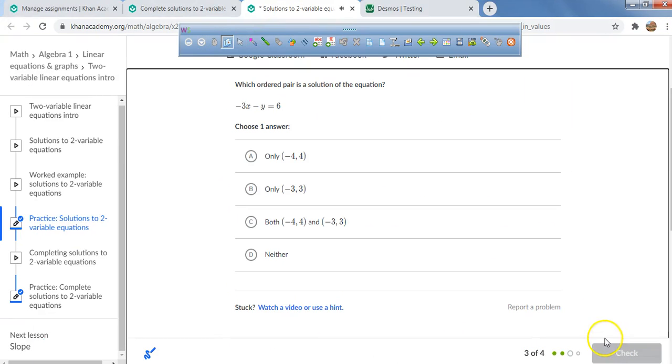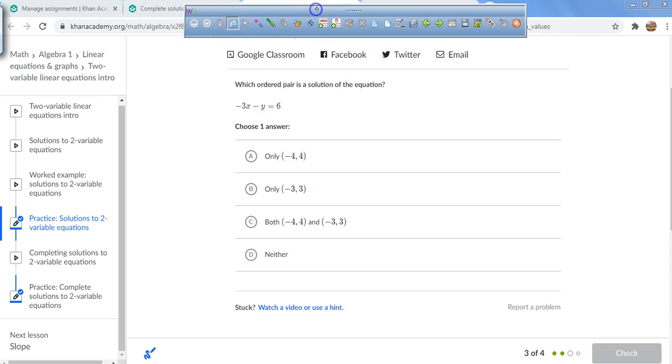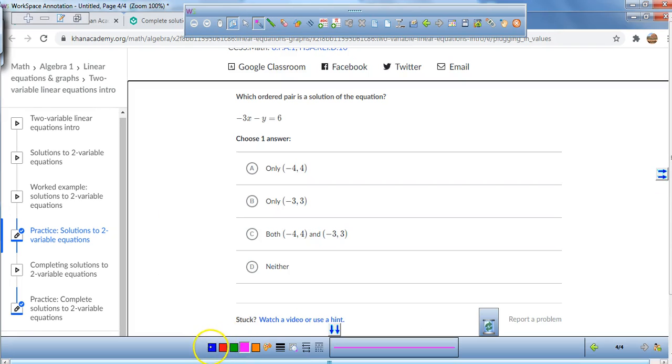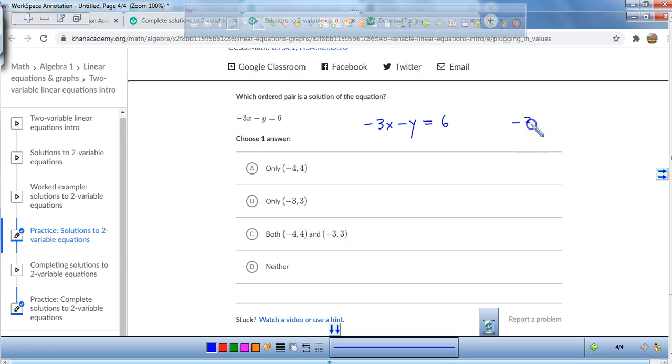Let's hope that there's one where one of them works but the other one doesn't. So let's try this one. I'm not going to type it into Desmos. I'm just going to do it by hand. This will be the last one that we do, hopefully. Negative 3x minus y equals 6.